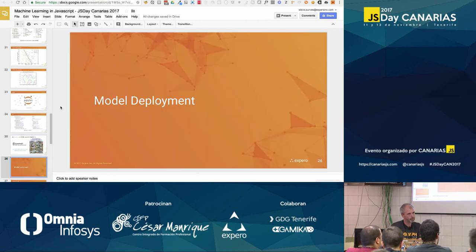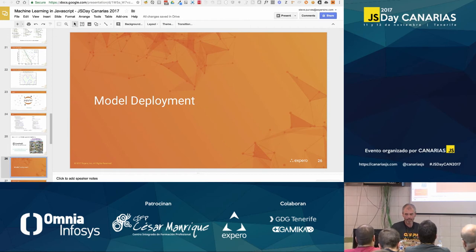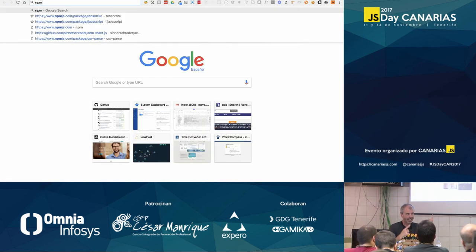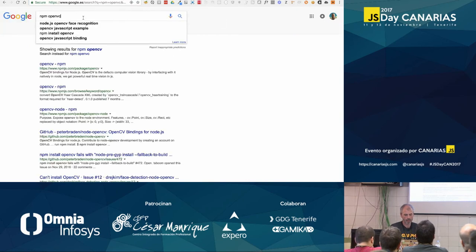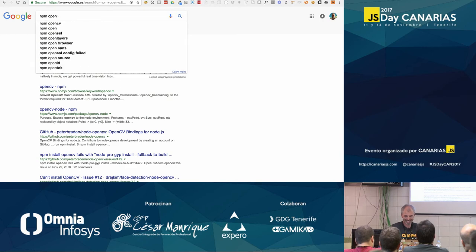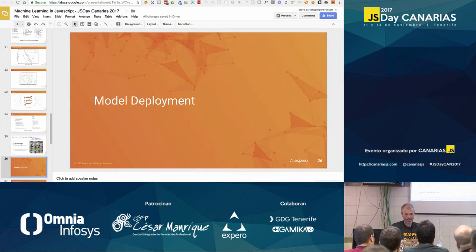Is there any OpenCV implementation in JavaScript, as in Python there's SimpleCV? Sorry? Is there any OpenCV implementation? The C++ library for image recognition, computer vision. Probably, I don't know. There's a very famous one for Python, SimpleCV. Yeah. It's bound to be. So, another quick look.